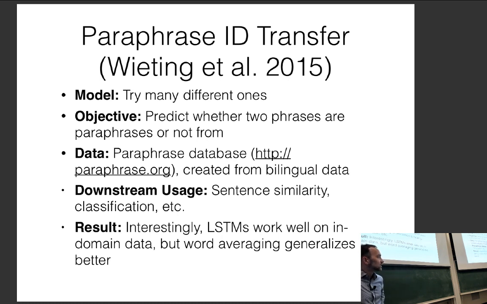One interesting thing here is they actually tried many different models. They tried LSTMs, they tried deep averaging networks, they tried embedding averaging. And interestingly, LSTMs worked quite well on in-domain data, but word averaging methods generalize better to out-of-domain data. If you look at these big transformer models, there's also a question about whether these will work robustly on other data sets as well.